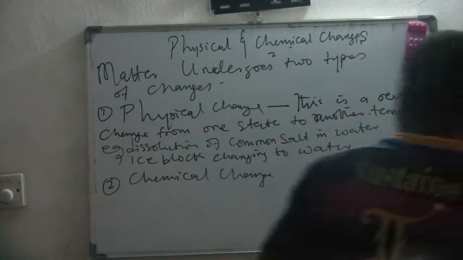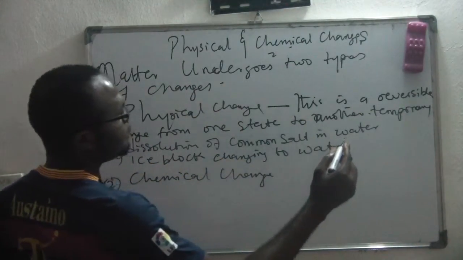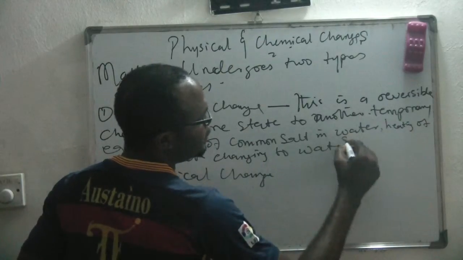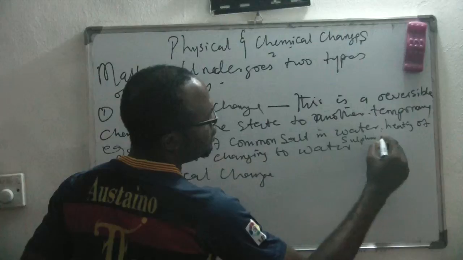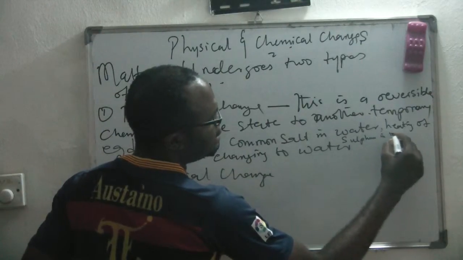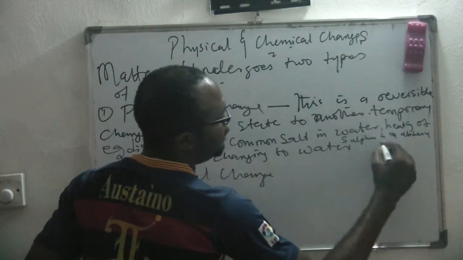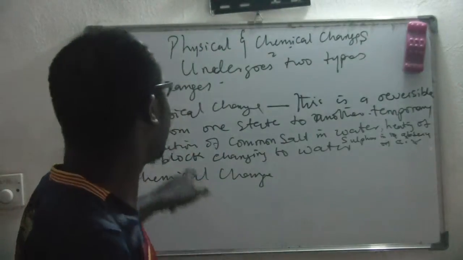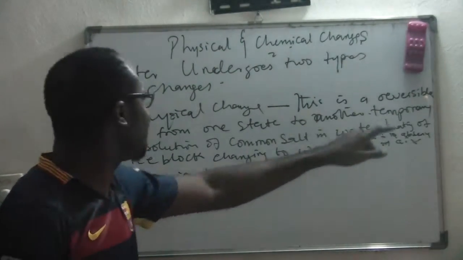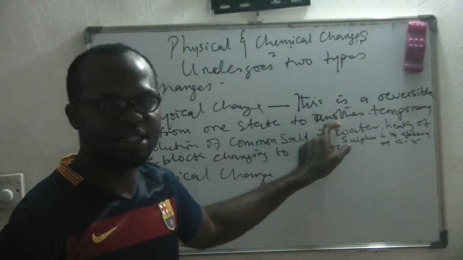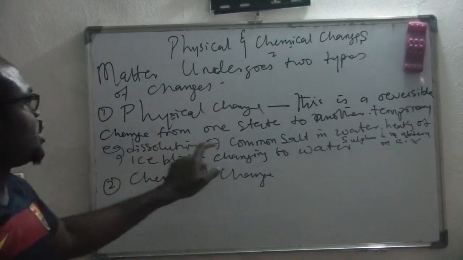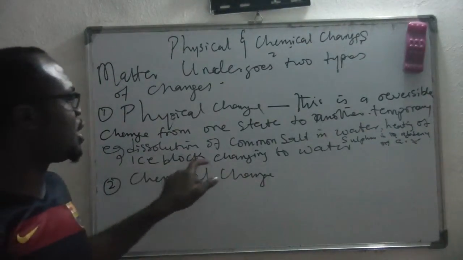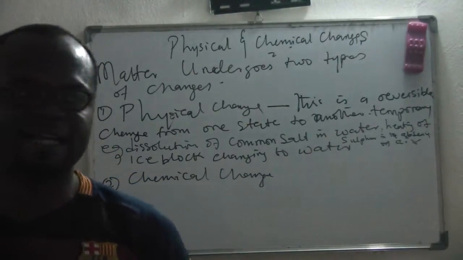Another example is heating of sulfur in the absence of air. Heating of sulfur in the absence of air is another example of physical change. So physical change is the reversible change from one state to another that is temporary. Example, the solution of common salt in water, heating of sulfur in the absence of air, ice block melting to water. Is that clear?